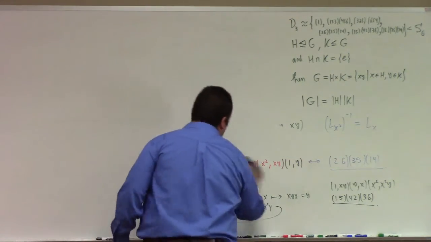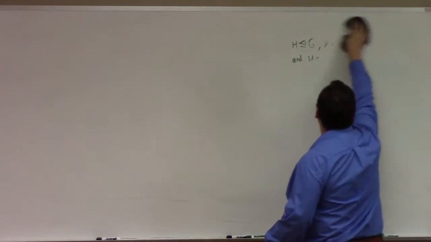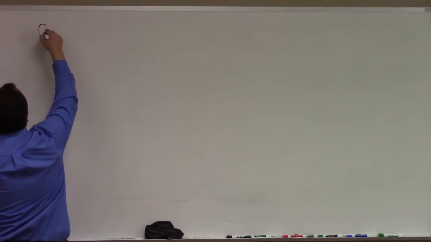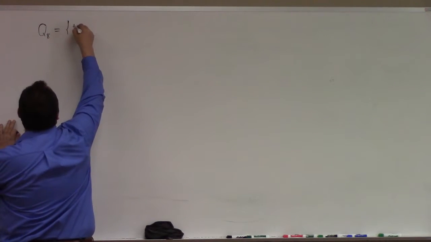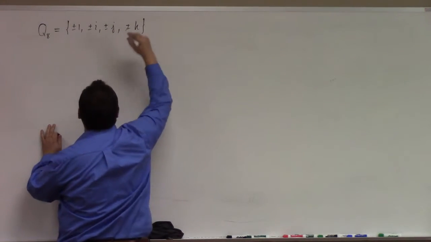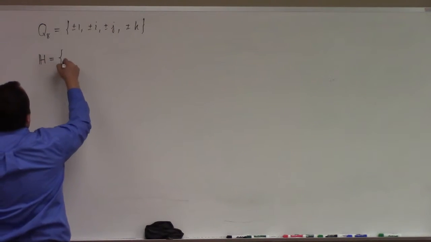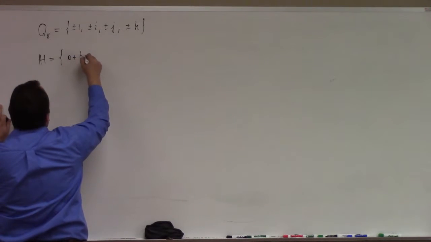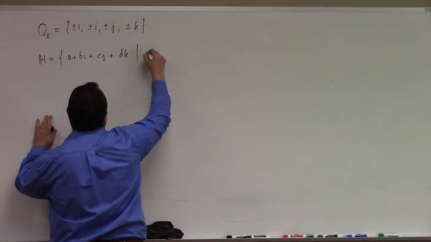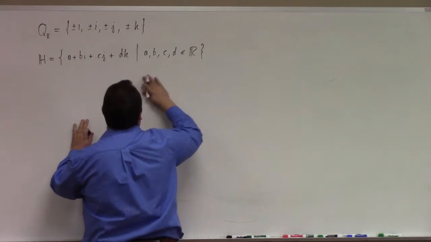All right, well, in that case, let me talk about the quaternions a little bit. So we've got this quaternion 8 group that we've been playing with a little bit, right? Q8, which was plus or minus 1, plus or minus i, plus or minus j, plus or minus k, right? And this is different than the quaternions. The quaternions is this set: a plus bi plus cj plus dk such that a, b, c, d are in the reals. This is the quaternions.